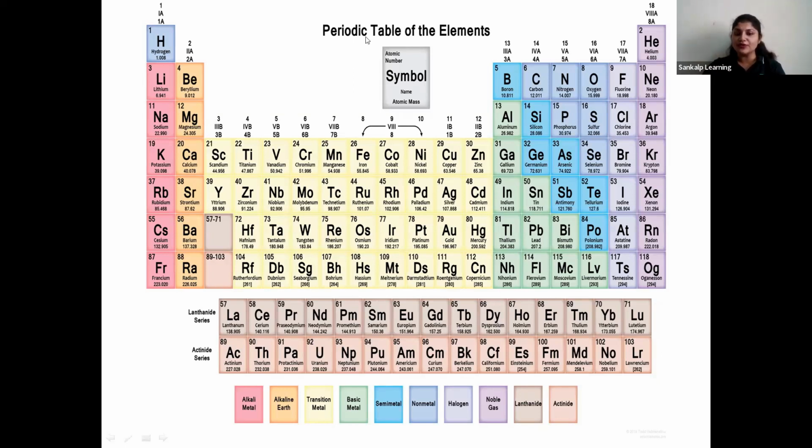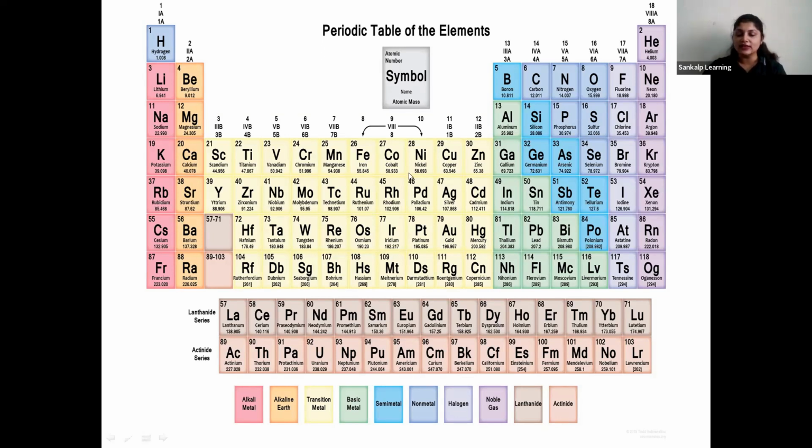So among the early models of the periodic table, the first law was given by Dobereiner, the Dobereiner triads. He gave the law of triads. Triads means a group of three. He arranged the elements in order of increasing atomic mass, and when you take the average of the first and third, it is equal to the middle element. This was the Dobereiner triad rule.